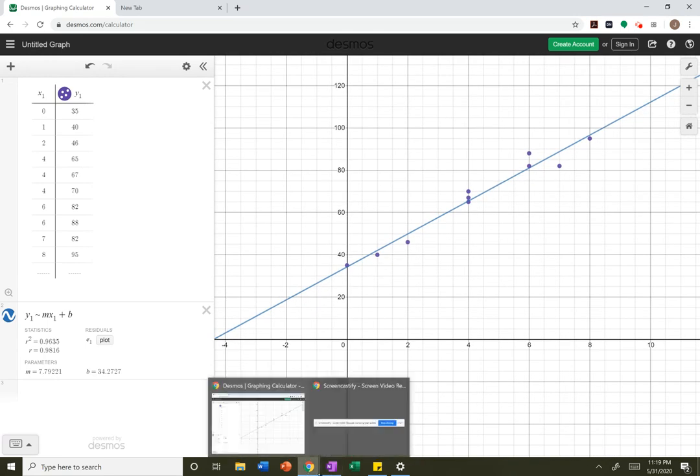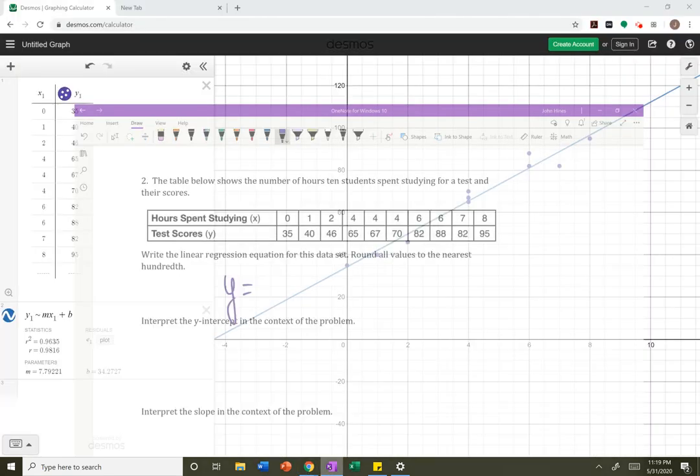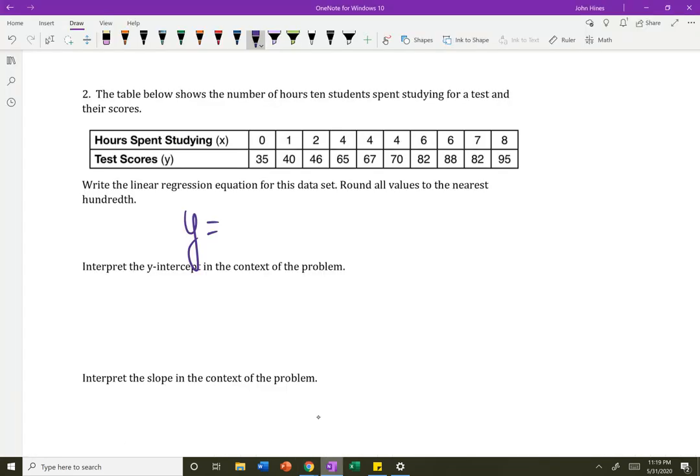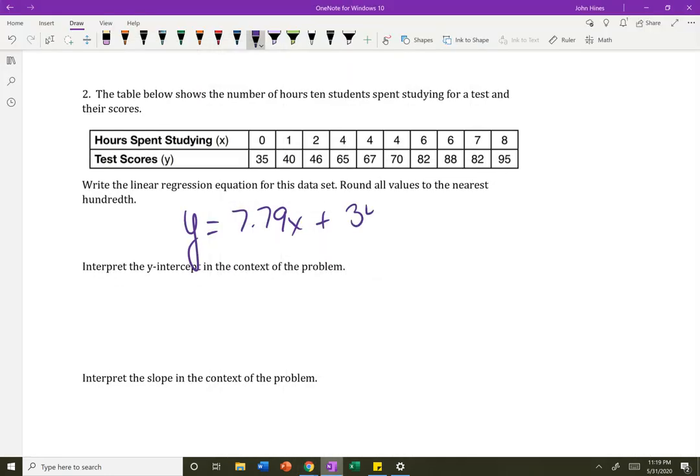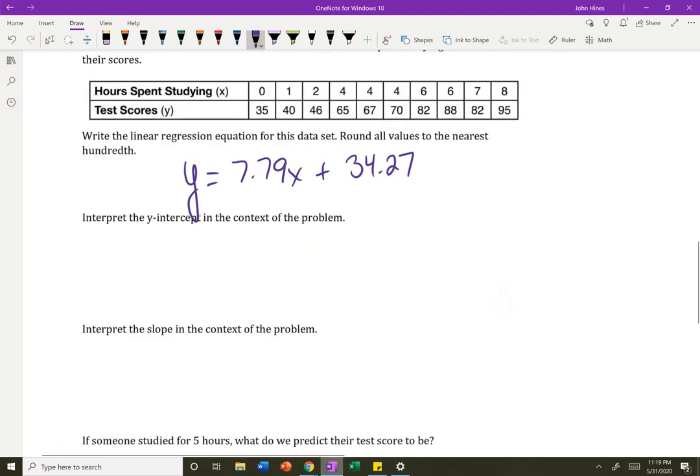7 point, what does it say to round to? Nearest hundredth. 7.79. Y equals mx plus, what's b? 34.27. Interpret the y-intercept in the context of this problem.